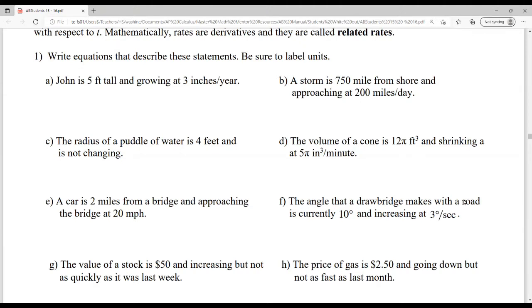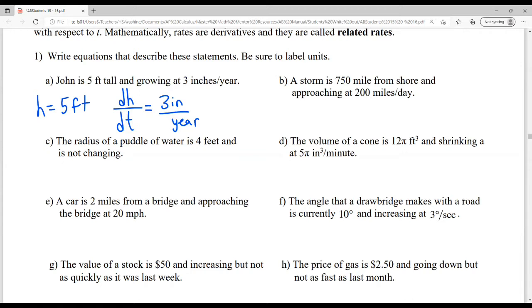So in part A, John is 5 feet tall. So his height is equal to 5 feet. And at this current moment, he's growing at a rate of 3 inches per year. So that would be the derivative of his height with respect to time. How is his height changing? His height is changing at the rate of 3 inches per year.